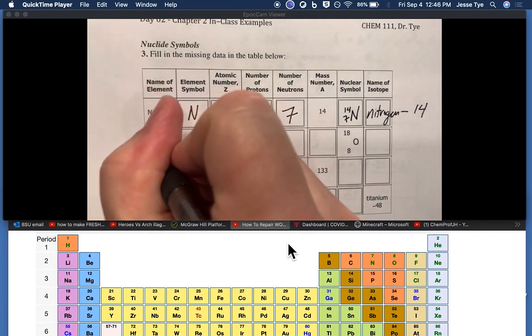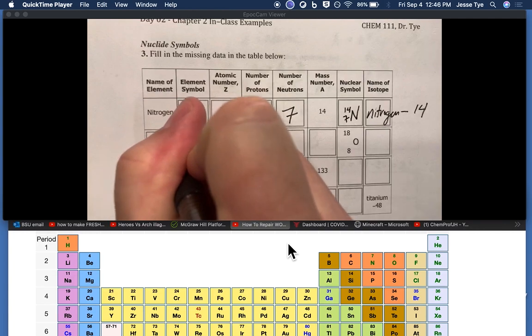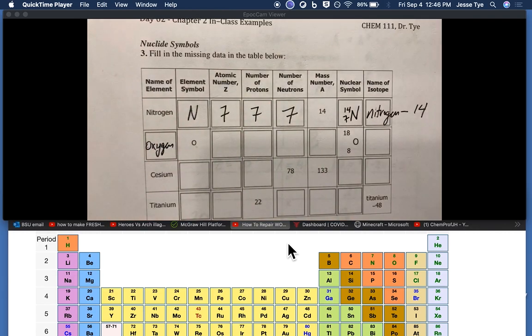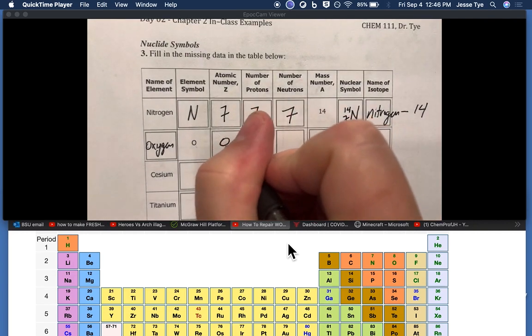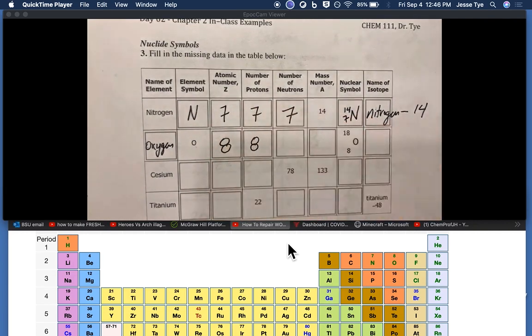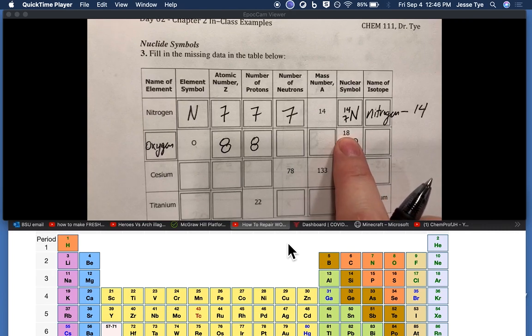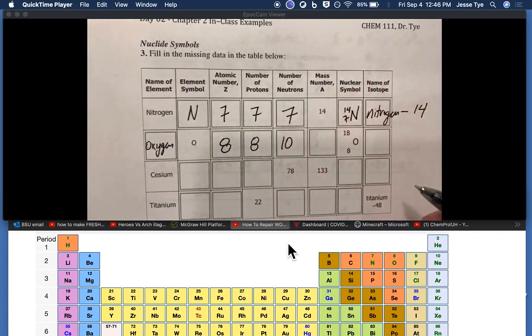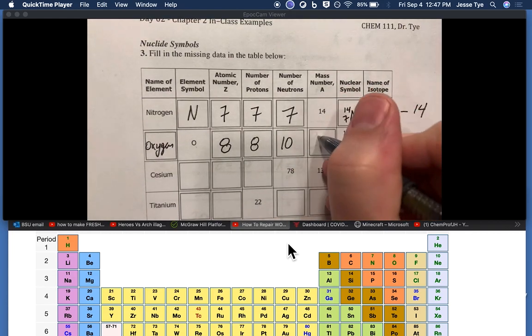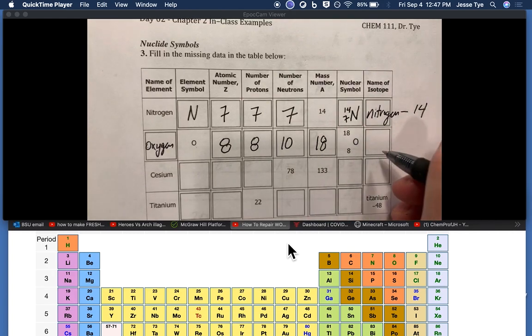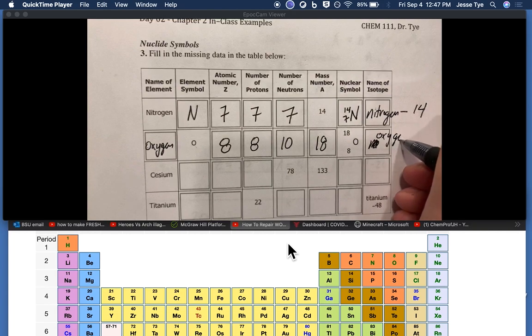All right, for this next one, okay, this is oxygen. Oxygen, I'll look down at my periodic table there. Oxygen has an atomic number of 8, which means that it has 8 protons. And it has a mass number of 18, an atomic number of 8, so that means there's 10 neutrons in there. This is the mass number. That one's really easy. And so this is, not nitrogen, oxygen-18.